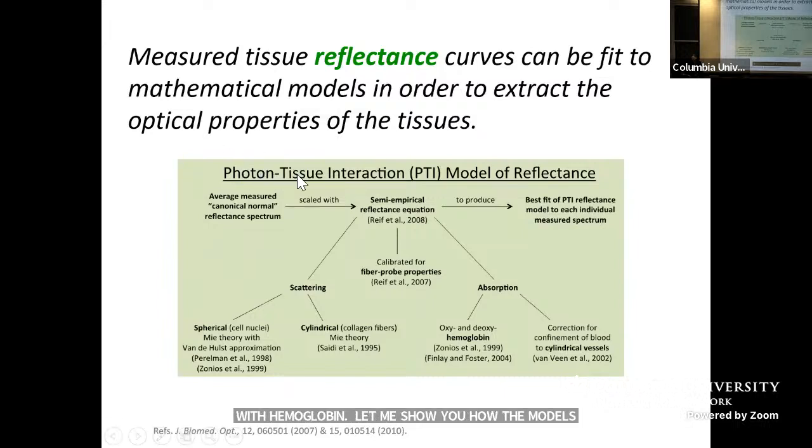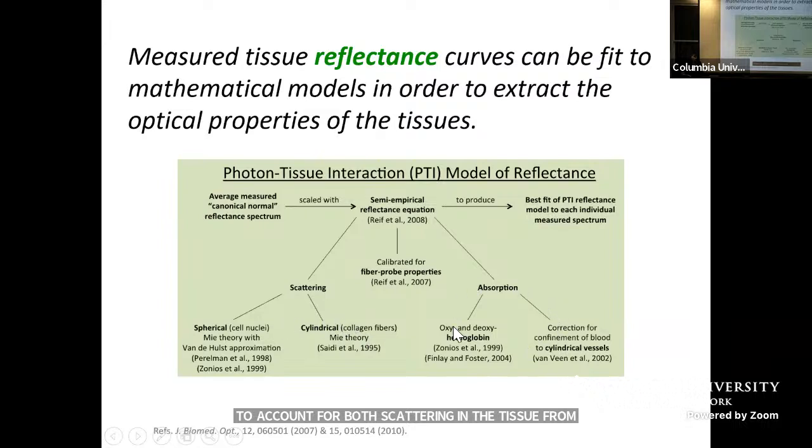Ultimately, we ended up with a photon tissue interaction model for fluorescence. So we started with what we call the canonical normal pancreas. We had hundreds of measurements of normal pancreatic tissue that we defined as our normal pancreas. We were able to account for both scattering in the tissue from those cell nuclei, as well as collagen fibers. And so there's models for doing that.